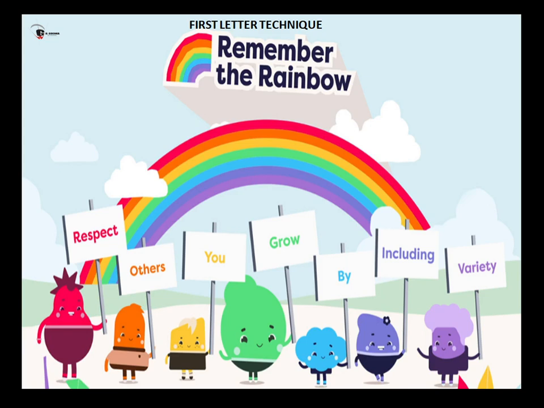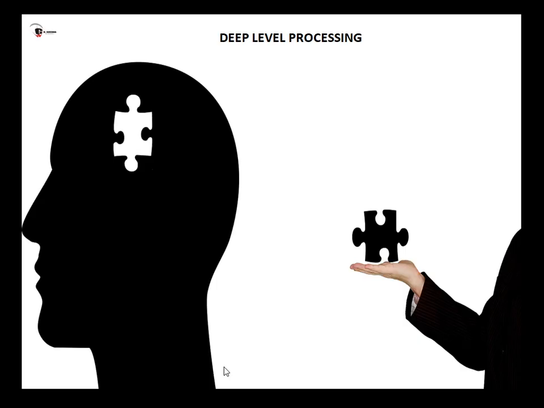So, this is what essentially happens in the first letter technique. Moving on, we have the next slide, and this slide is actually talking about deep level processing. So, here, from deep level processing to minimizing interference and giving ourselves enough retrieval cues, these three areas are basically focusing a lot on a comprehensive approach.